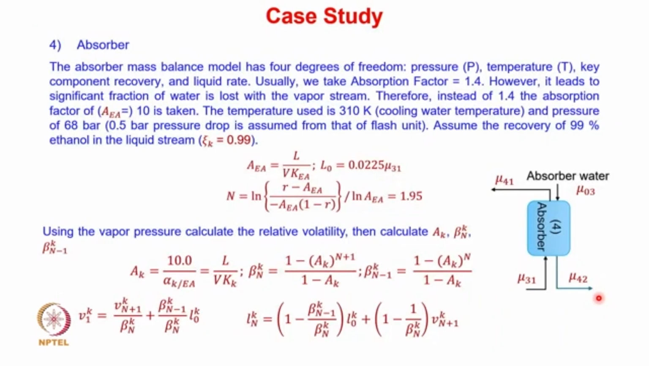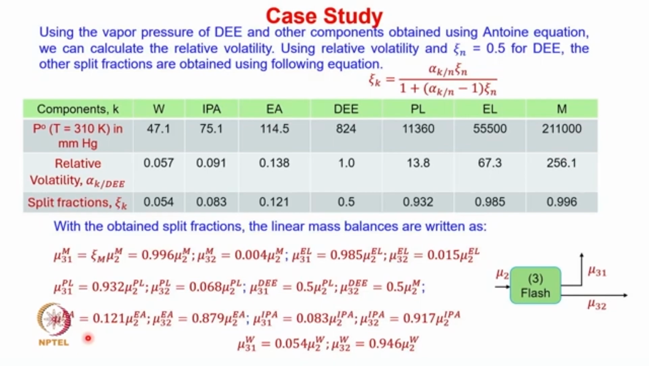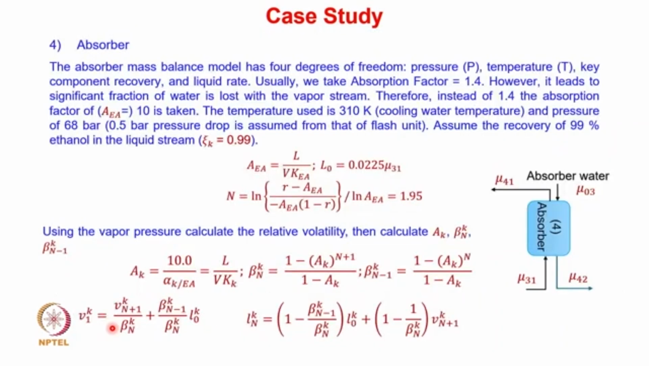Remember that the vapor stream coming out from the flash unit is then charged to the absorber, where we want to recover the ethanol, isn't it? Ethyl alcohol will also be there in the vapor stream, given as 0.121 mu 2 ea. We want to recover this ethyl alcohol completely, so in order to recover it from the vapor stream, we are using the absorber.